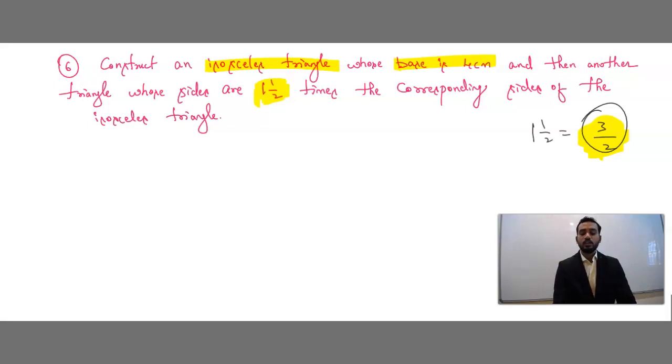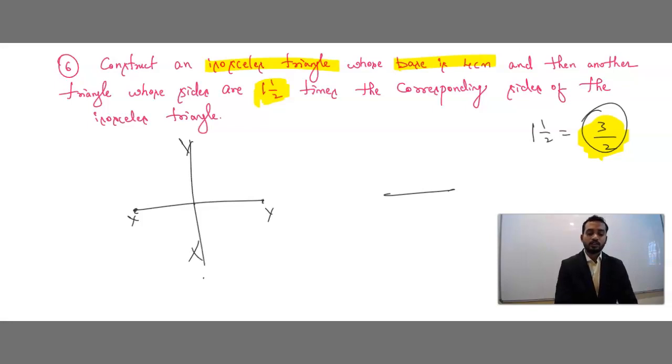Right? You can draw base 4 cm. Draw base 4 cm. Let me call this XY or AB. Take more than half of XY. Cut arcs at both the ends. By keeping X as a point, cut an arc. By keeping Y as a point, cut an arc. You will just join this.